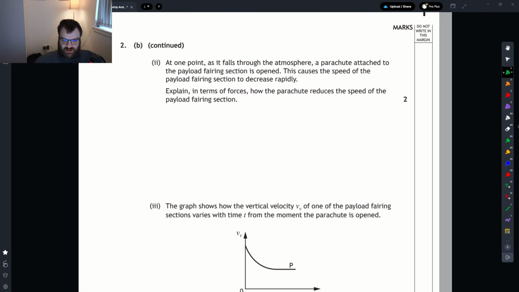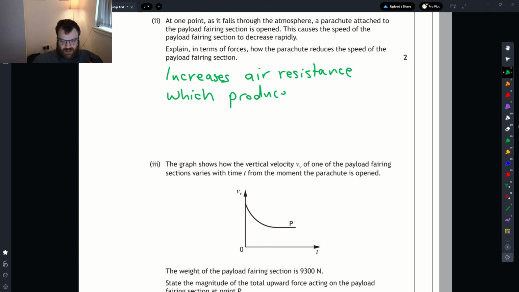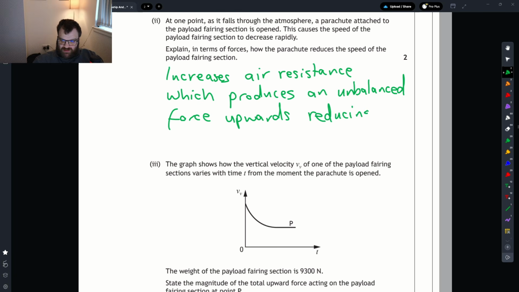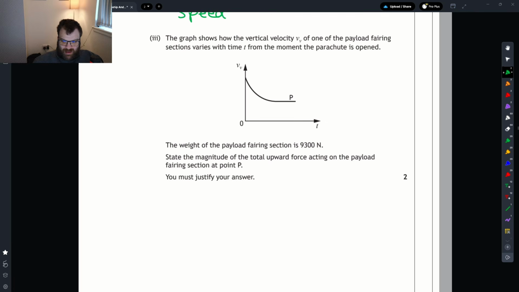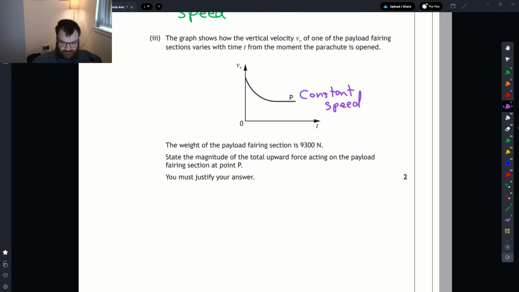At one point as it falls through, a parachute attached to it is open. This causes the speed of the section to decrease rapidly. In terms of forces, how does that do it? Well, that's going to increase the air resistance, and then that's going to produce an unbalanced force upwards. And that's going to be what reduces the speed. Right, at point P in this one, we have a constant speed, and if the speed stays the same, that means that the forces are balanced.